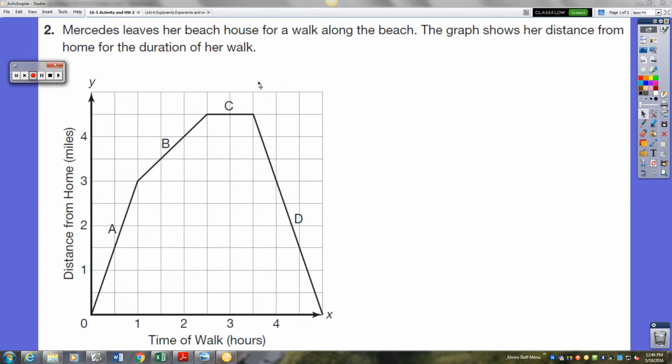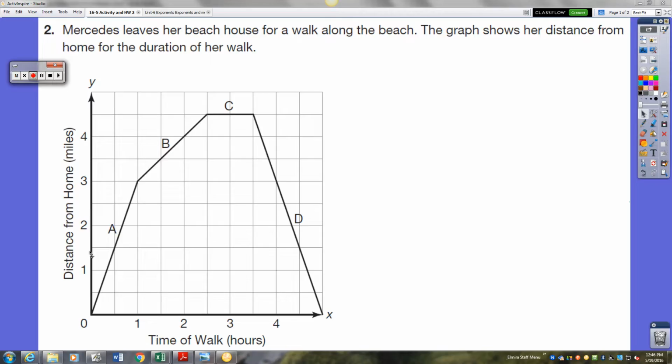This is the video for 16.5. This is where we're looking at graphs and writing a story about what's happening in the graph. We're being very specific about what the problem is about. This problem is about Mercedes, and she leaves her beach house for a walk along the beach. The graph shows her distance from home for the duration of her walk. So we're measuring how far she's walking in miles and comparing that to time.